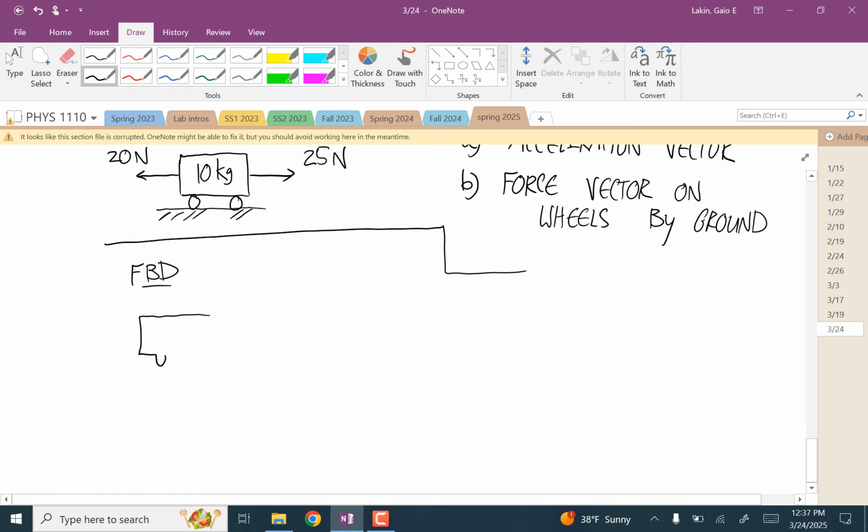I'll draw the closed outline. And then there's a weight force acting straight down that's equal to 10 times 9.81. So that's 98.1 newtons. And then now we're going to look for contact with the boundary. That 20 newton force is acting this way.